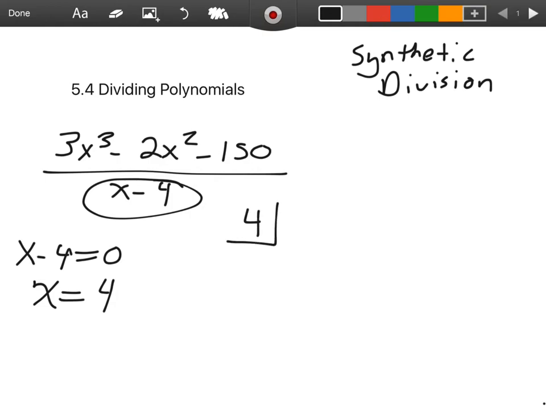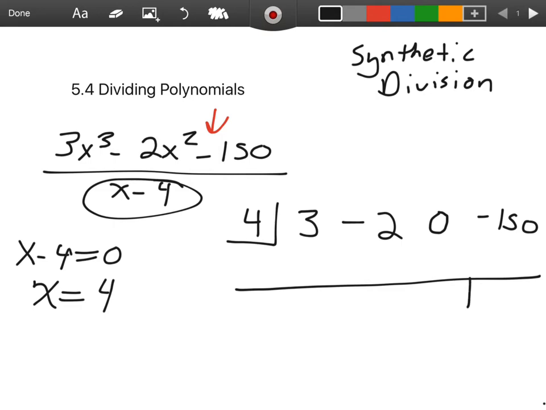I'm going to set this up like this. I'm going to take my 4, put it there. The polynomial I'm dividing, I want to write out all my coefficients spaced out over here. It's important to point out that we are missing an x term. Okay? We need to have all of our coefficients accounted for. So if we are missing a term, we need to put a 0 in for that term. So over here, if I write out all my coefficients, I have a 3, -2, I'm missing an x term, so I put a 0, and -150.